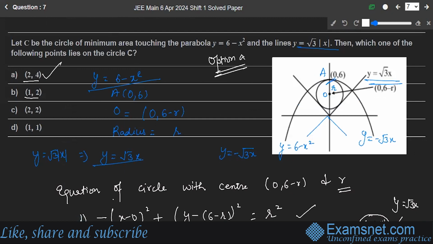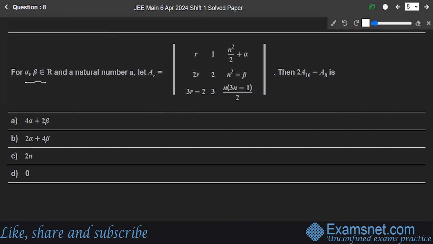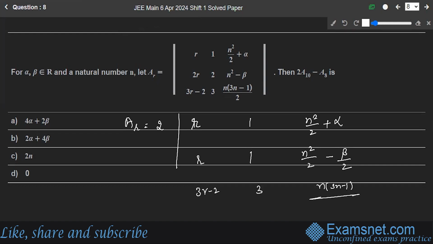Hope you got that. Let's move to the next question then. Question number 8: let alpha, beta belong to real numbers and n a natural number, where AR is given by this determinant. You have to find the value of 2A10 minus A8. You have AR like this. Let's start from here itself. I'll be taking 2 common from the second row. So you will have AR is equal to twice of: 1, R, R1 n squared by 2 plus alpha; this will give me R1 n squared by 2 minus beta by 2; and this will be 3R minus 2, 3, and n into 3n minus 1 upon 2. This is the value for AR.